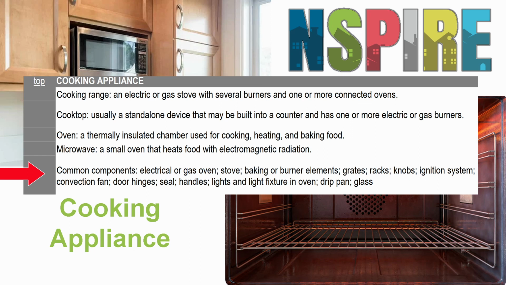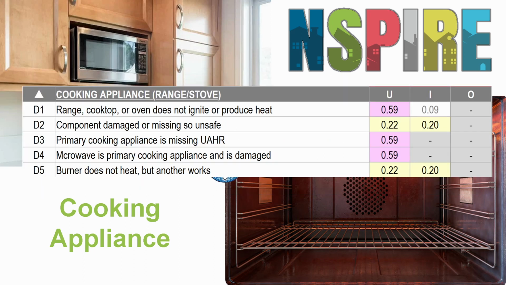Before we get into the longer form deficiency definitions, let's look over the short version and scoring data. Keep in mind, as always, my free NSPIRE webpage and this series of videos all use a 100 unit property with a sample of 25 units being inspected for all of our scoring calculations. Deficiency 1. Range, cooktop, or oven does not ignite or produce heat. This is worth 0.59 in a unit and 0.09, call it a tenth of a point, inside or in what we used to call common areas.